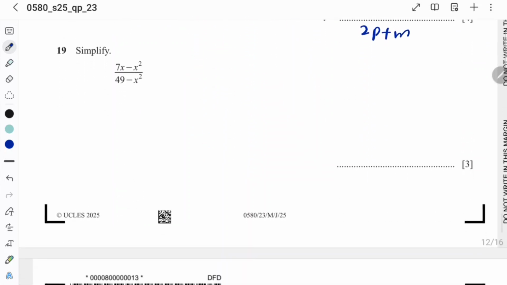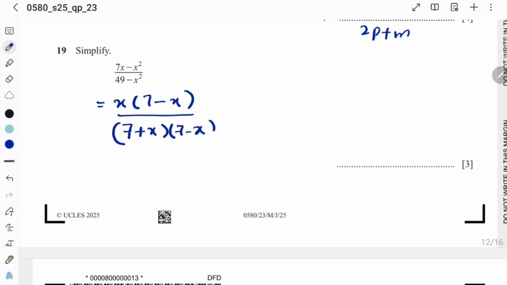Alright, the next part, question number 19, simplify. Take common, factorize 7 minus x, and then a square minus b square, 7 plus x and 7 minus x. You can cancel it. x upon 7 plus x is the answer.